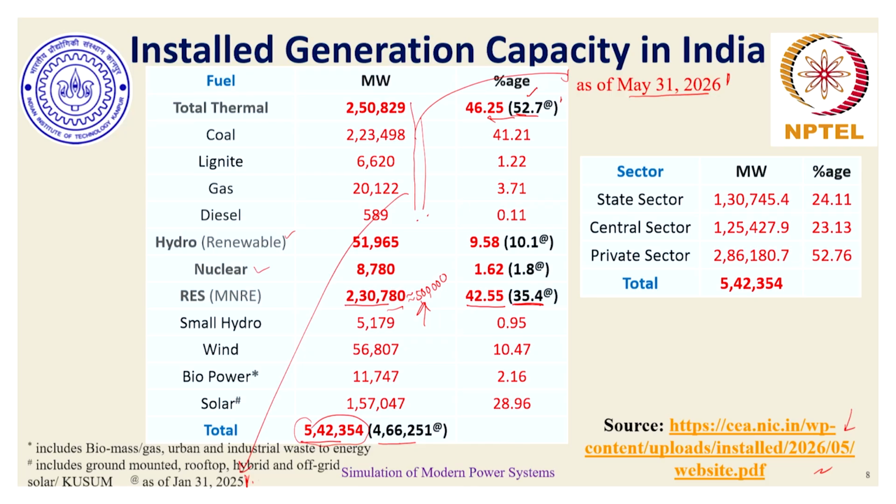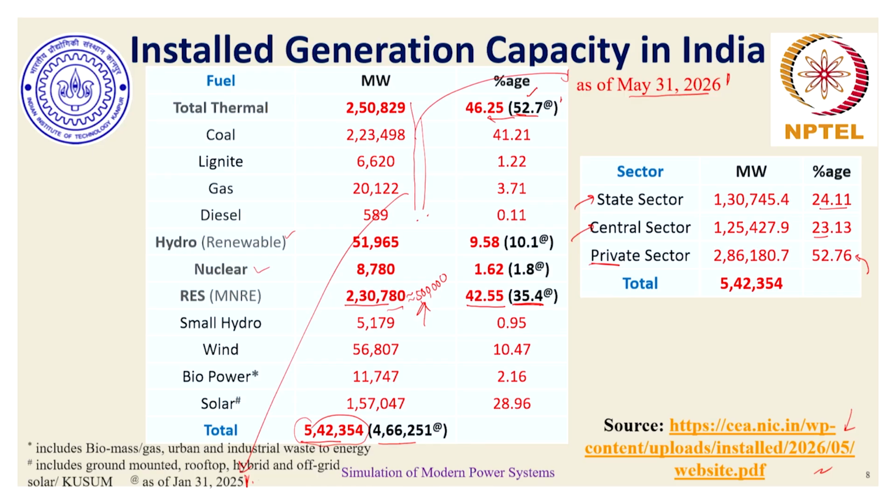Of this number, the corresponding share of the generating plants, almost 24% of those plants are owned by the state governments, the state utilities. Close to 53% is owned and operated by private entities, and the remaining 23% comes under the domain of the Government of India, the central sector.